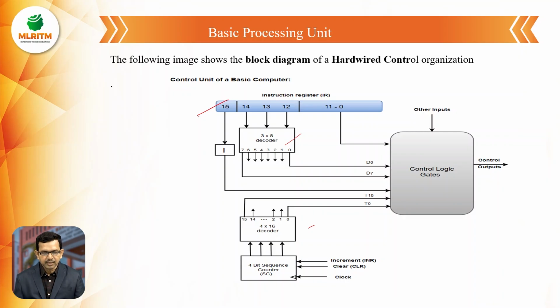All these are connected: the instruction register, the two decoders which we are using, and the sequence counter. All these instruction registers and decoders are connected to the logic gates in the form of inputs, where the control logic gate will try to process whatever instructions are given by the instruction register, and it is going to give the output.